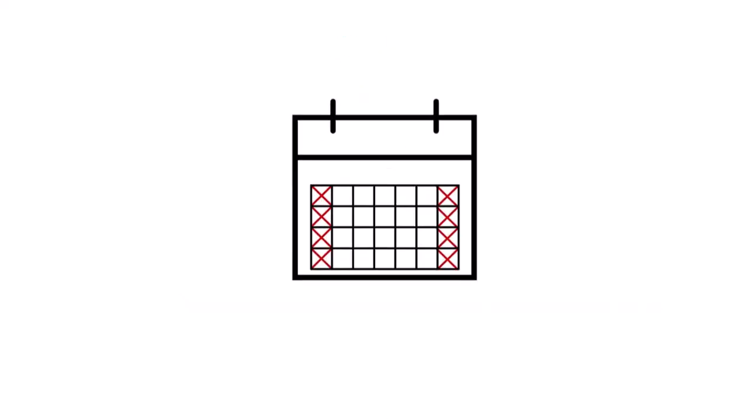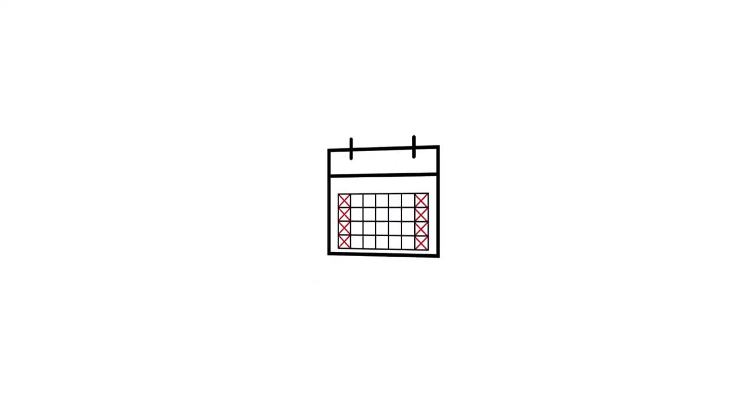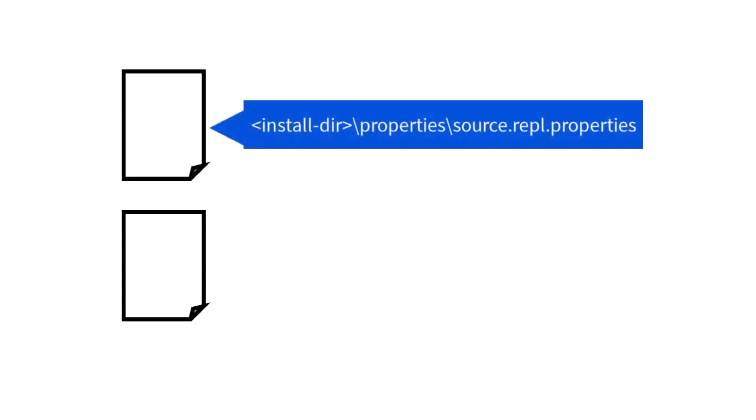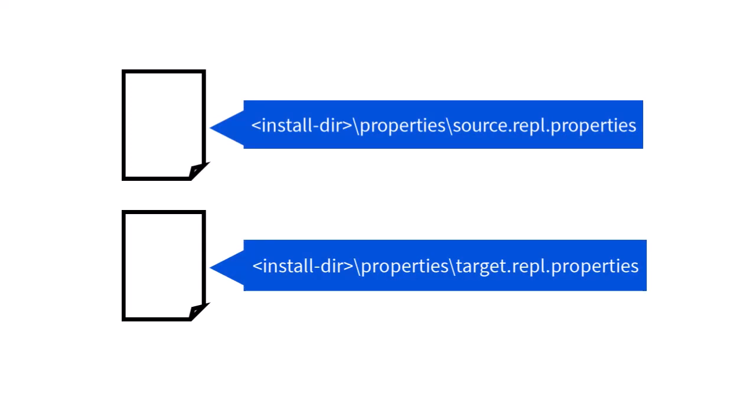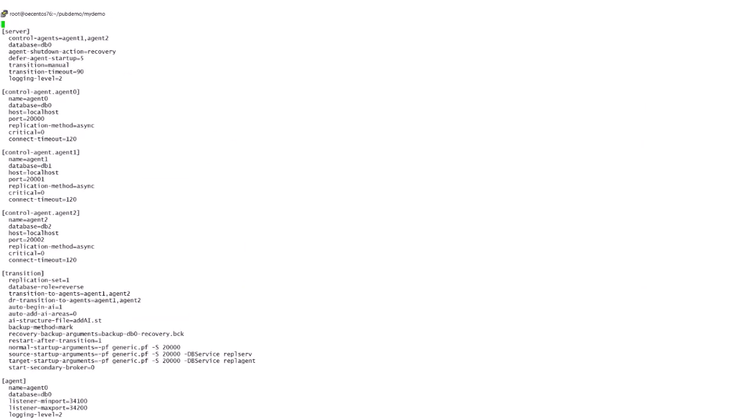First, clients will be disconnected, so we either notify them or perform this work off the peak hours. Second, we must update the properties files created with the replication set. We will need a repl.properties file for each database. A sample file to copy and modify is located in the properties subdirectory of the OpenEdge install directory. Each properties file is divided into different sections that control the communication of replication set members.